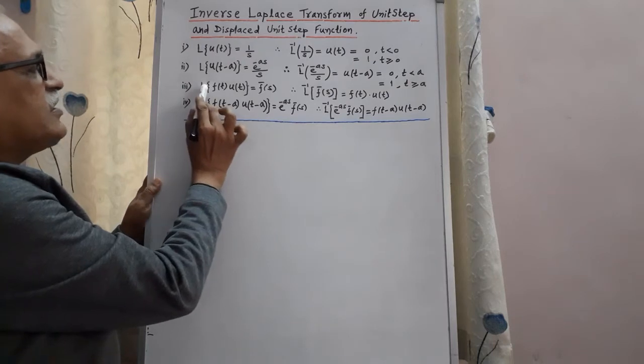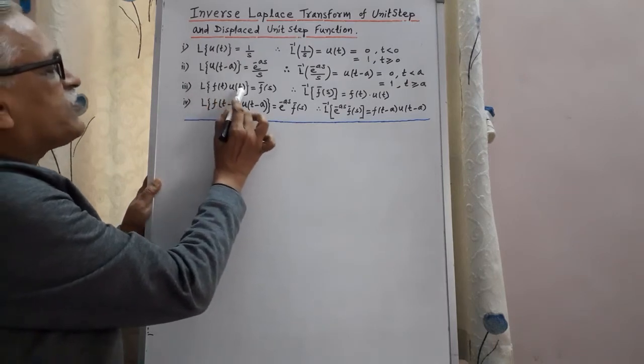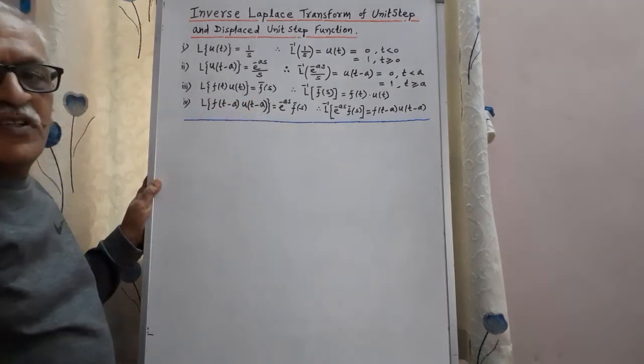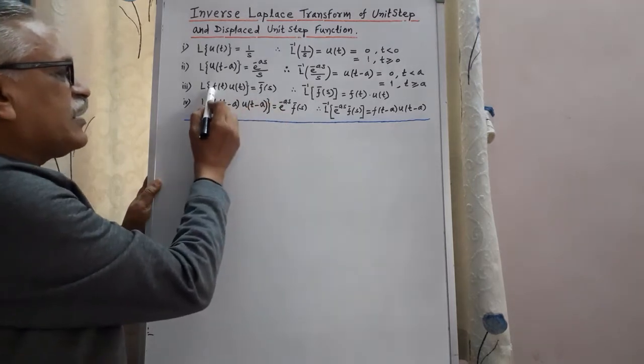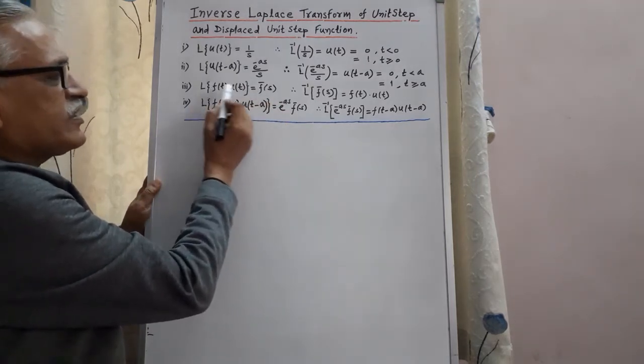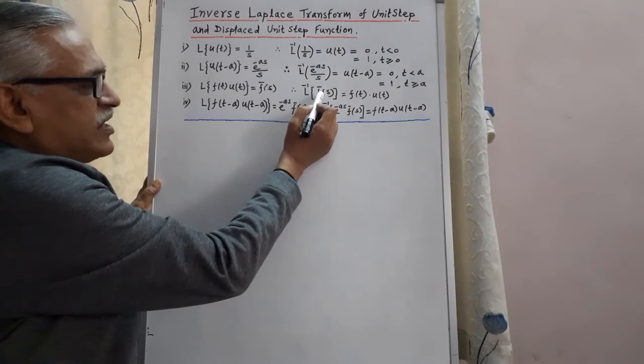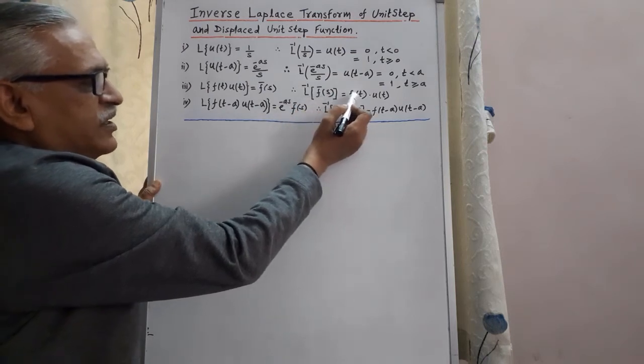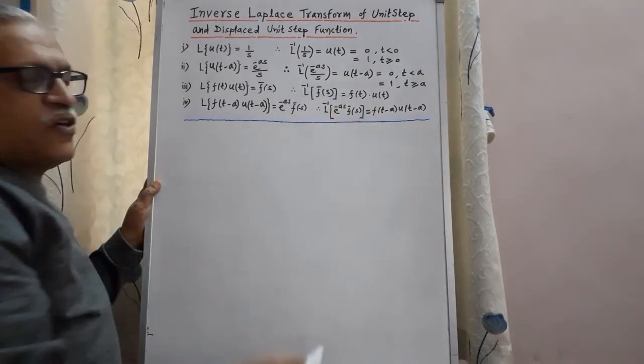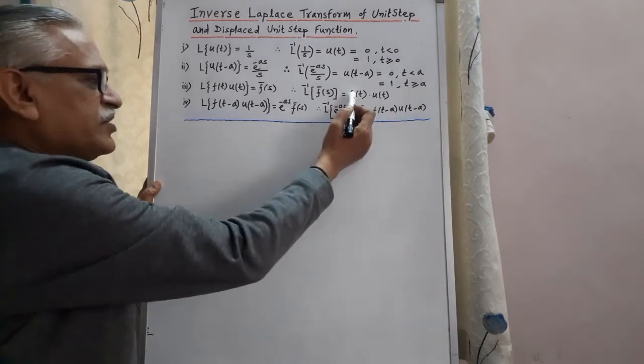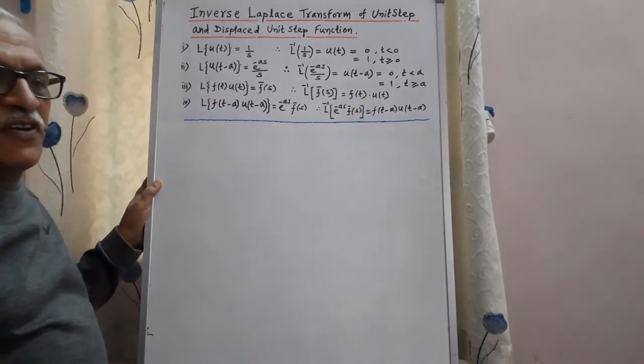Third result, Laplace of f of t into u of t is equal to f bar of s, that is the Laplace of this function f of t, and therefore inverse Laplace of f bar of s is f of t into u of t, the function f of t multiplied by the unit step function u of t.